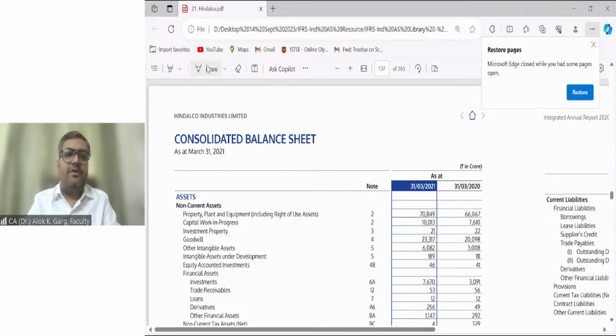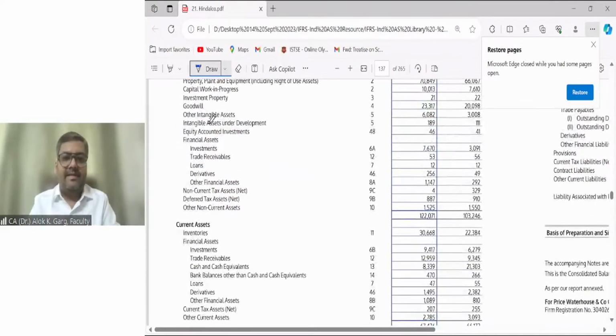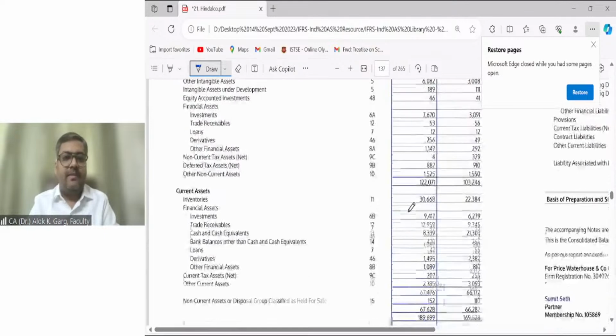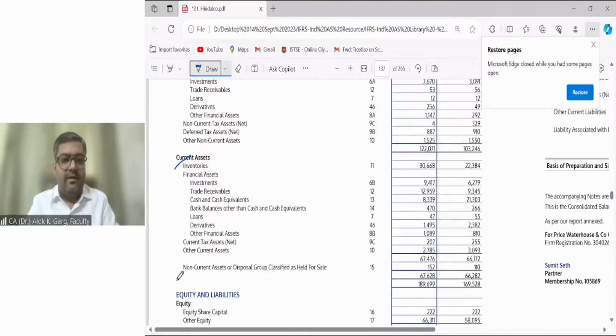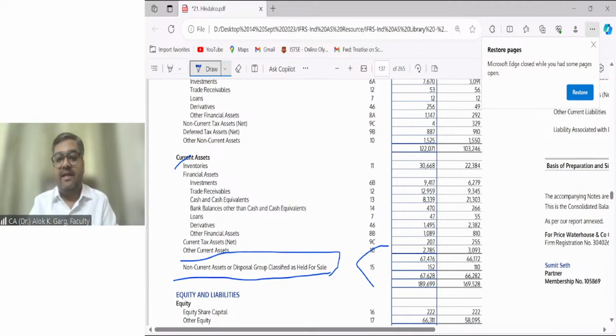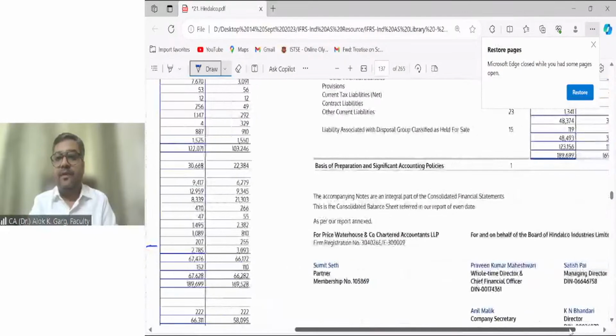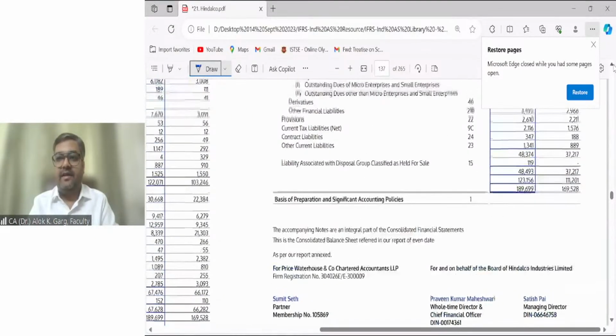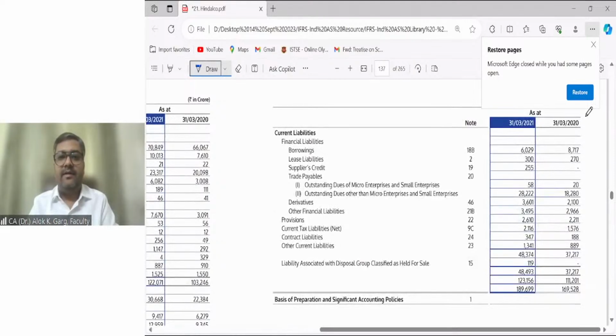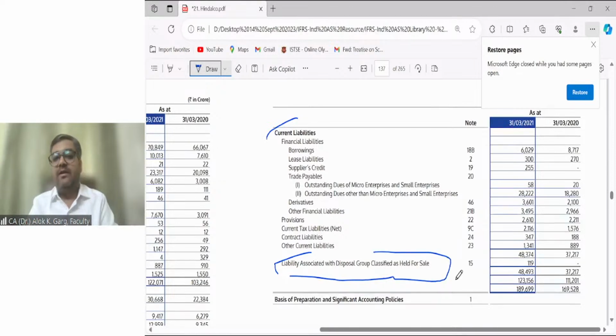Let me show you in the Hindalco Industries balance sheet, there are the assets. Under assets, non-current assets are there, then current assets, then non-current assets or disposal group classified as held for sale. You can see on the current asset side, they have given non-current assets or disposal group classified as held for sale. Then on the liability side, you will also find this. This is the current liability, and the non-current liability is also there. In the current liabilities, liabilities associated with disposal group classified as held for sale.